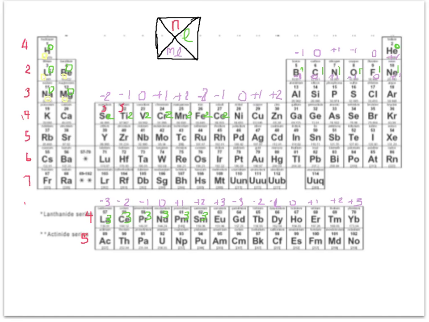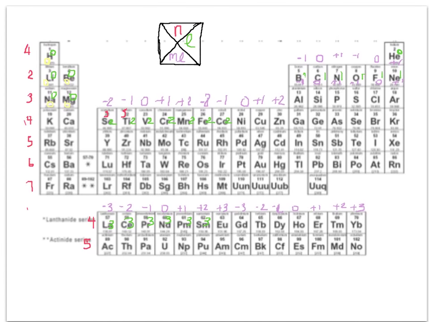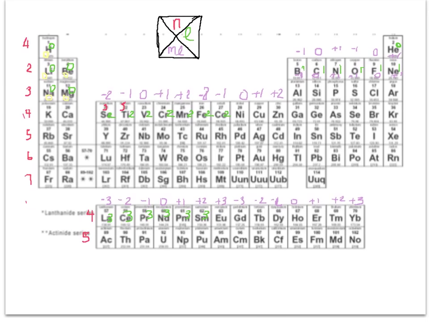Now, the last one we're going to add is the magnetic spin, M sub S. M sub S is just +1/2 or -1/2. So the first electron added to the orbital is given the spin number of +1/2. The second one is given -1/2. So that's how we do it.